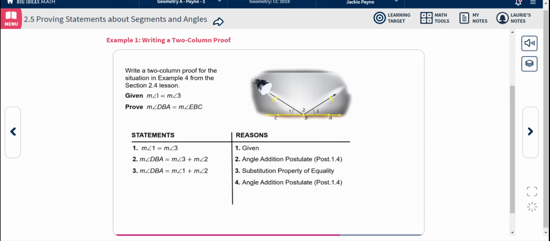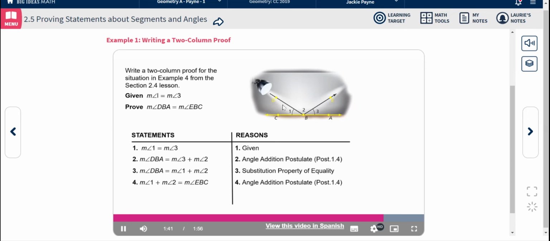Refer back to the diagram. Using the angle addition postulate, the measure of angle 1 plus the measure of angle 2 is equal to the measure of angle EBC. Because the measure of angle DBA is equal to the measure of angle 1 plus the measure of angle 2, and the measure of angle 1 plus the measure of angle 2 is equal to the measure of angle EBC, then by the transitive property of equality, the measure of angle DBA is equal to the measure of angle EBC.